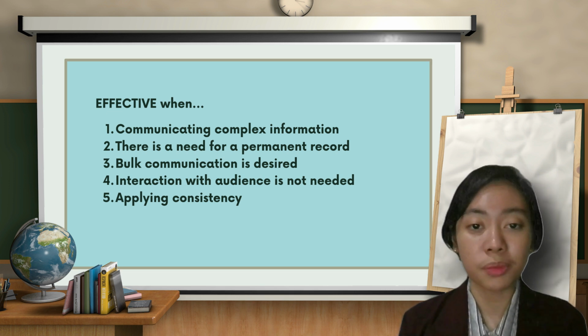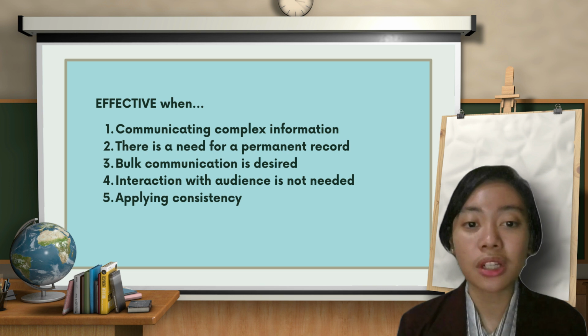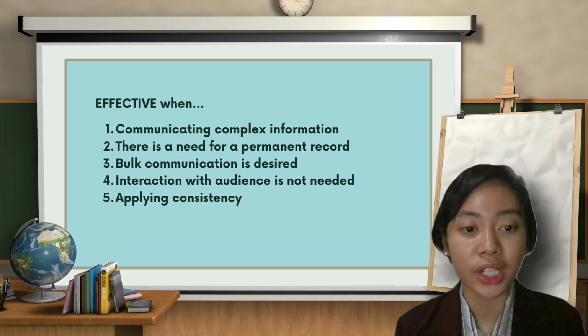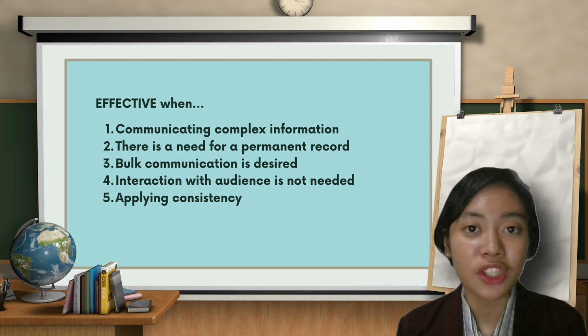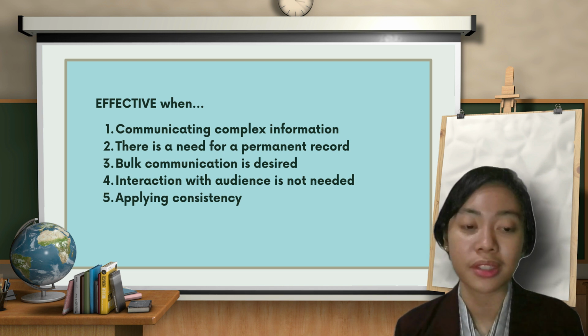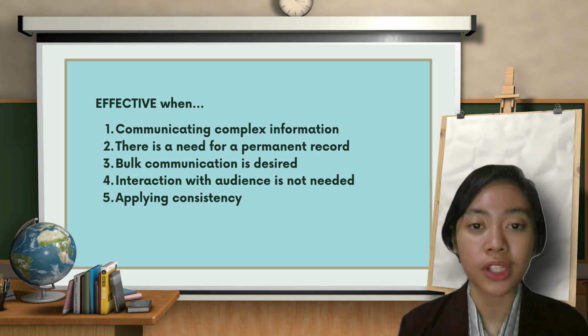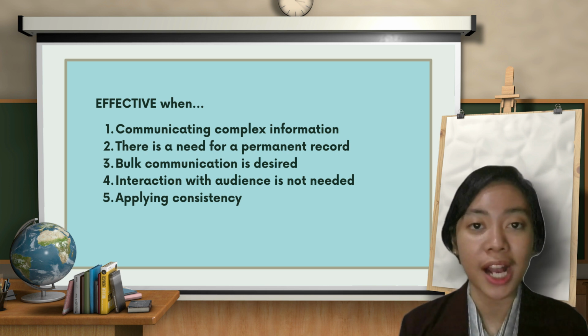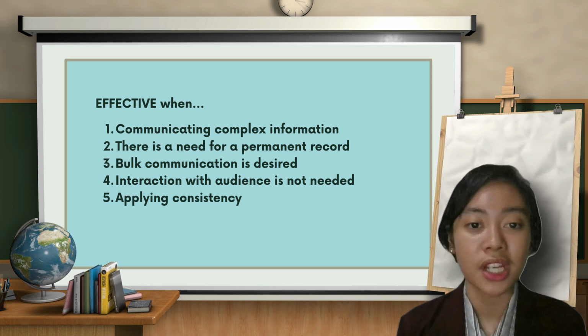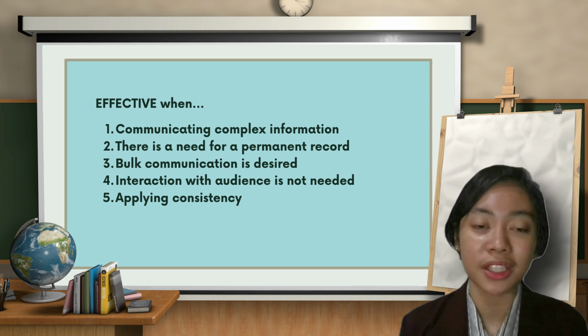Third, when bulk communication is desired. Written communication makes it easy to send a message to many people, thus making a bulk communication, such as electronic mails or emails. When the audience is large in number and all over the world, the sender can efficiently distribute the same written document. Fourth, when interaction with the audience is not needed. Written communication is suitable when interaction is deemed unnecessary, such as distributing memoranda.